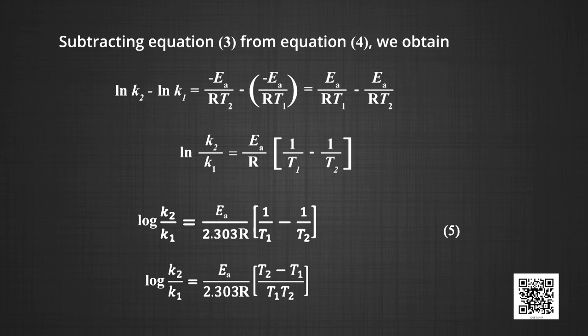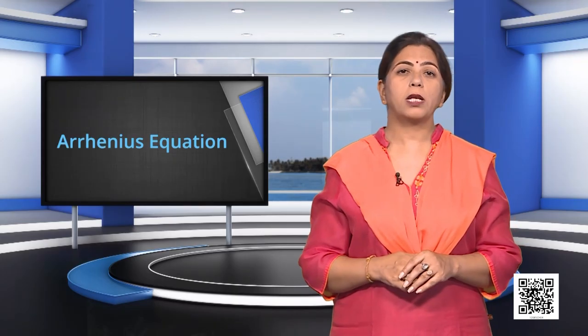Here, there are two temperatures T1 and T2 and then there are two rate constants. At temperature T1 it is K1 and at temperature T2 the rate constant is K2. R is the universal gas constant and Ea is activation energy. Now, this is the expression, children, which you are using in different numericals. I am taking numerical number 1.